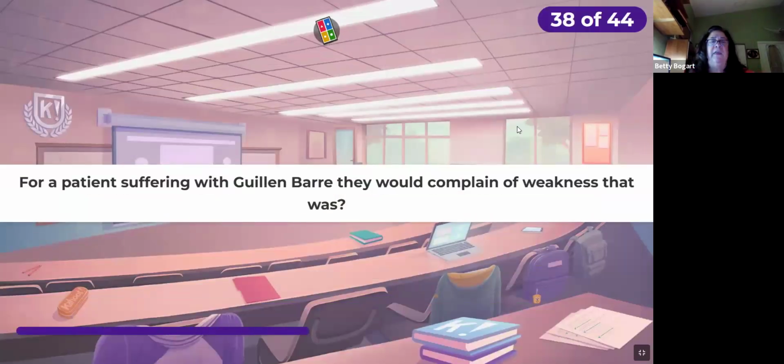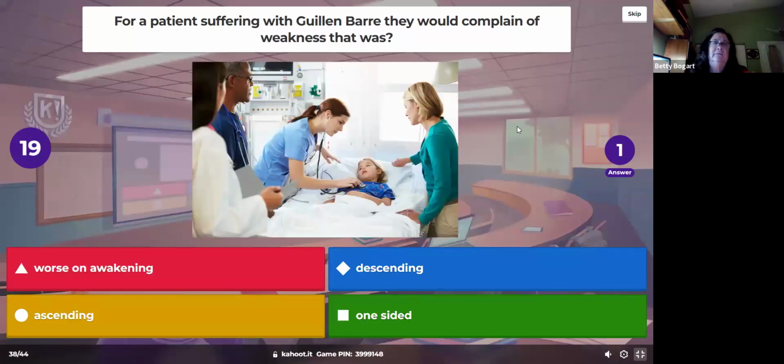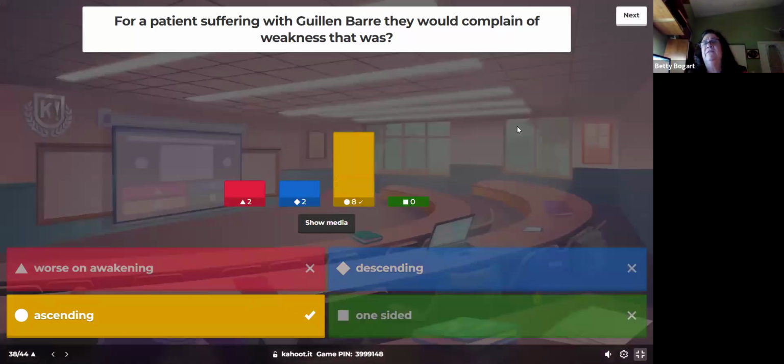For a patient suffering with Guillain-Barré, they would complain of weakness. We talked about a lot of stiffness and whatnot on awaking. No, it has nothing to do with that. Guillain-Barré is all of a sudden the nerves in the feet stop working, and all of a sudden they're shuffling, and paresthesia, and it goes upwards. Okay, so that's called ascending from feet to the phrenic nerve.